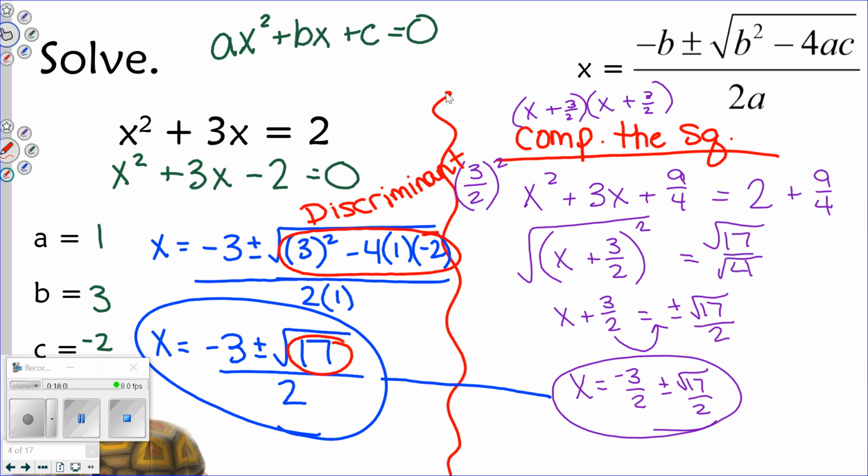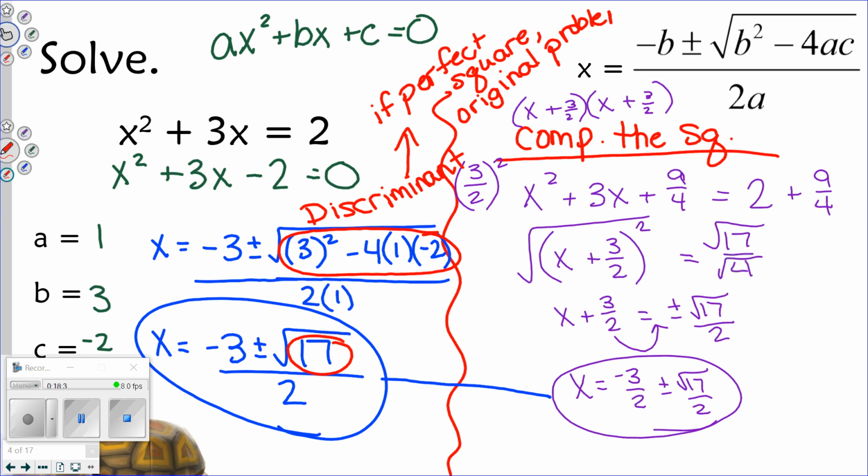And the way that you know that something factors is if your discriminant is a perfect square. So make yourself a note, and you can write it on your salmon paper: discriminant, if perfect square, original problem factors. And we'll talk about why here in a minute. We'll get some of those that come up that way, and then we'll talk about how that tells us it factors.